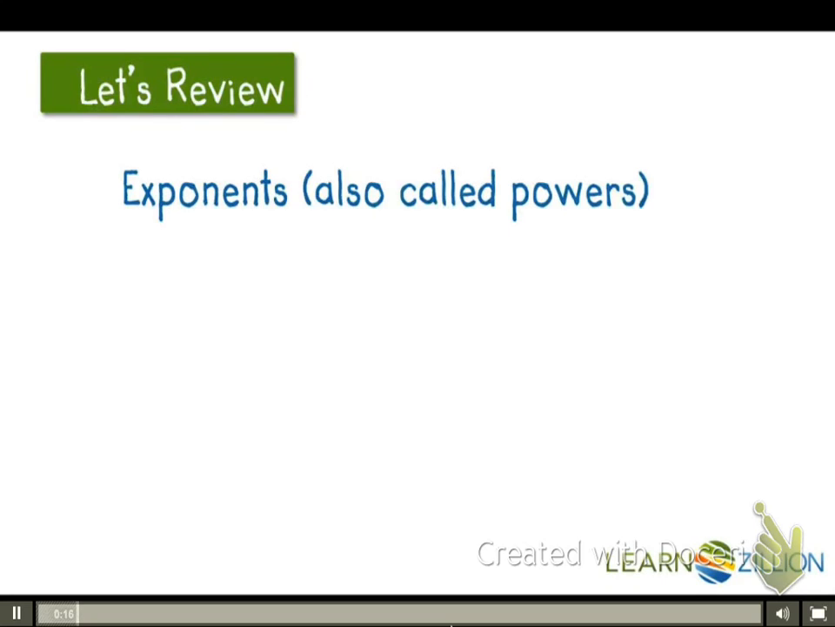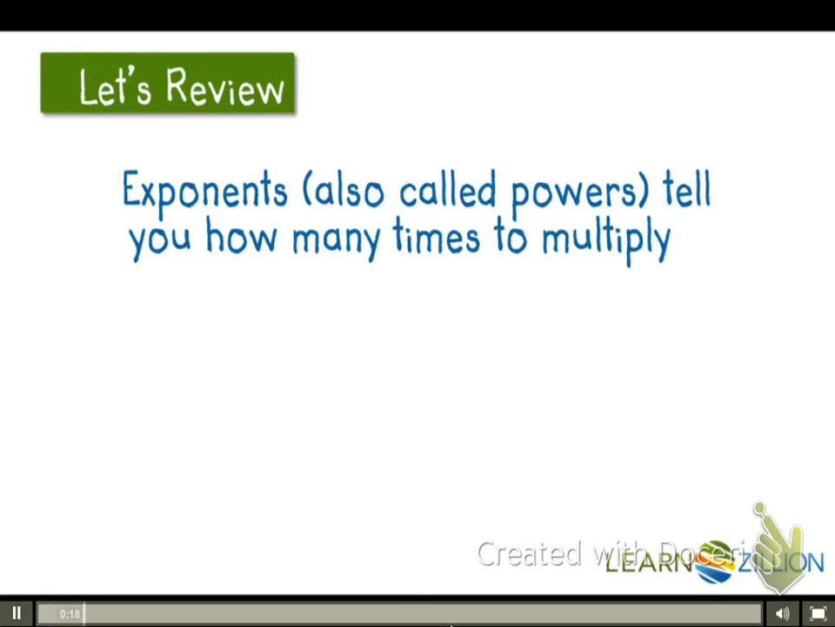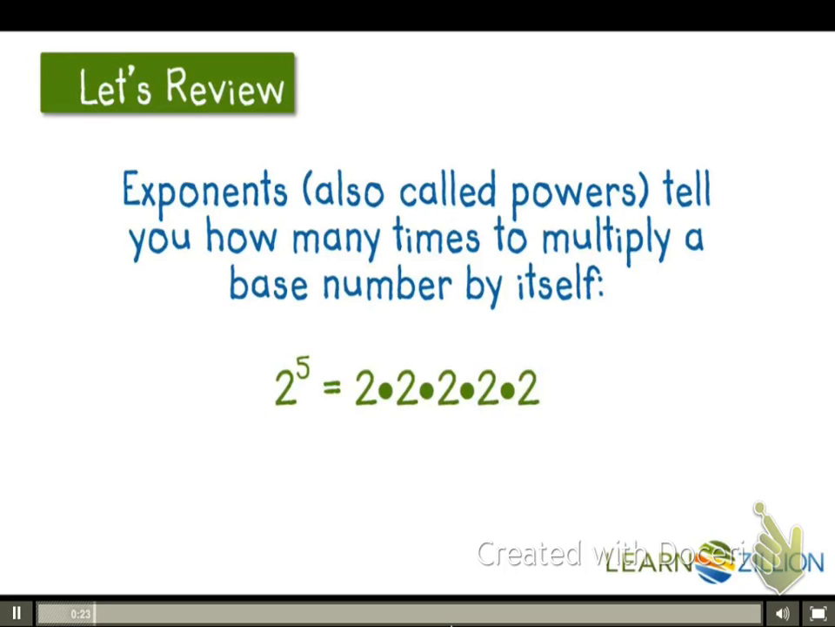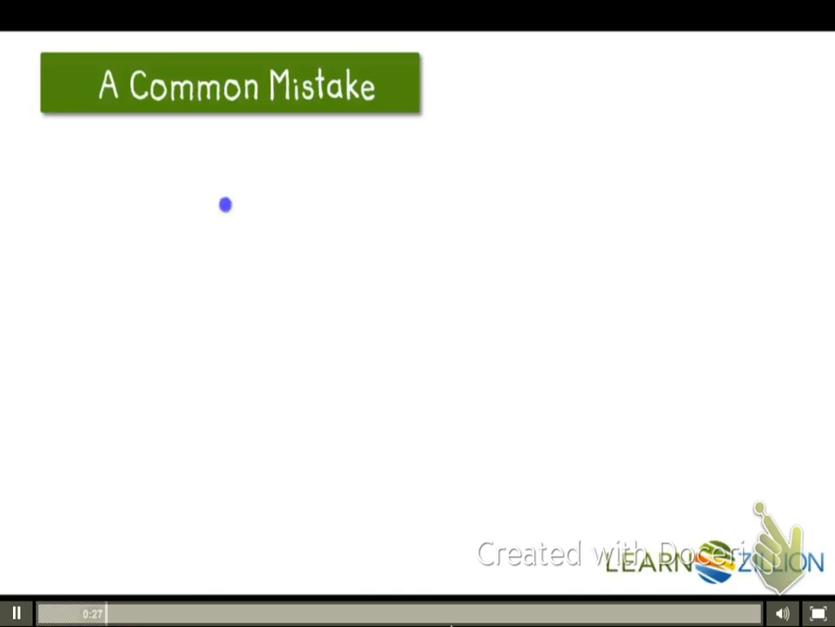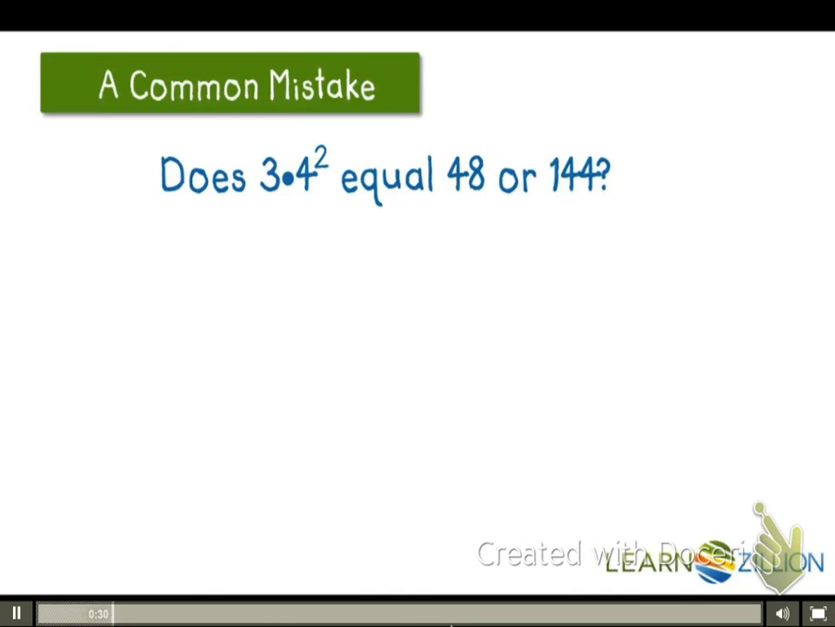Remember, an exponent, or power, tells you how many times to multiply a base number by itself. So 2 raised to the 5th power indicates we are to multiply 2 by itself 5 times. Back to our original question. Does 3 times 4 to the second power equal 48 or 144?